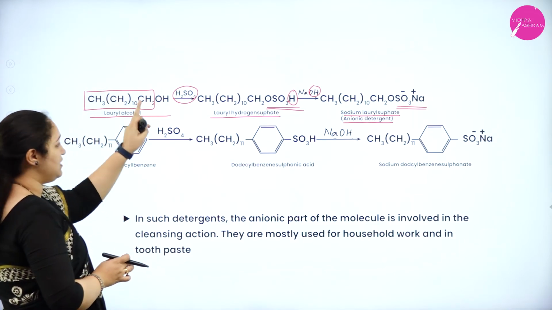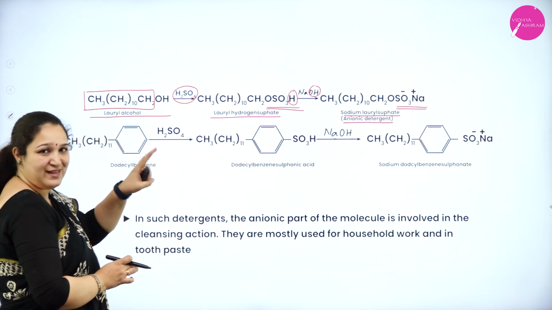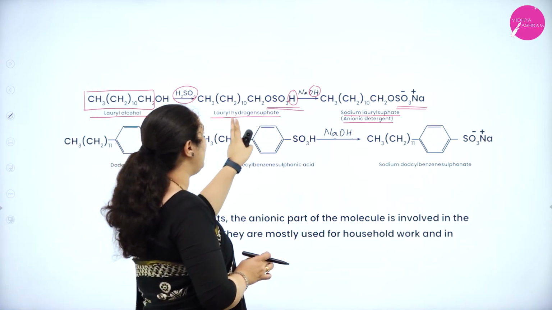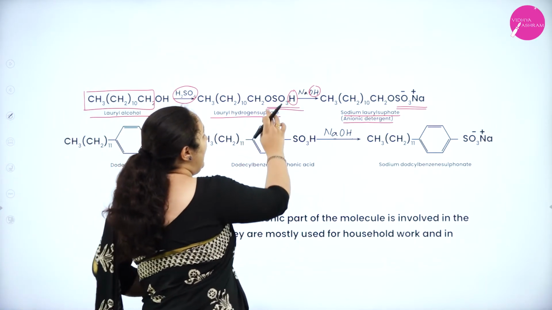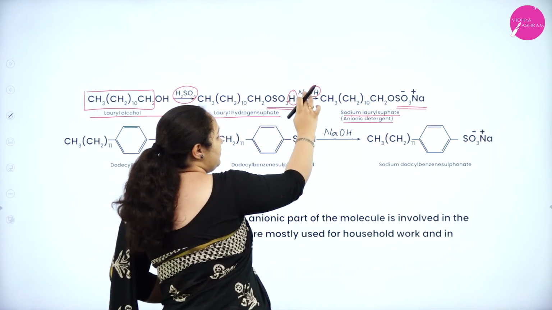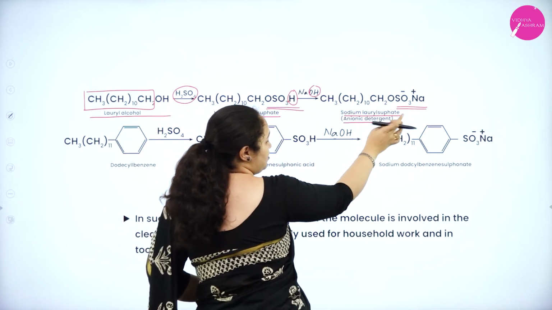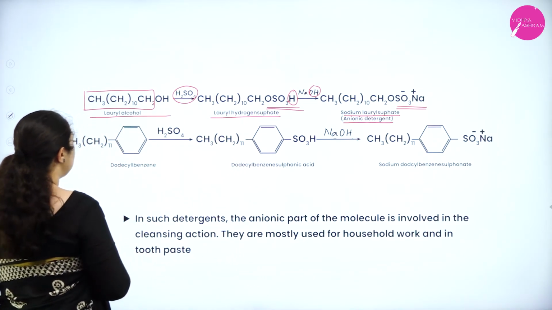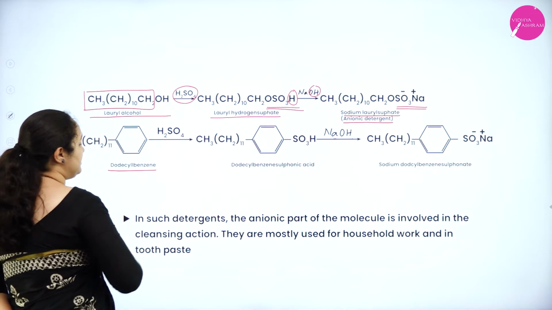That is CH3, CH2 10, CH2OH, which is lauryl alcohol. You remove OH, put OSO3H, and we call it lauryl hydrogen sulfate. Again, when it is treated with NaOH, H will be removed and Na will be added, so sodium lauryl sulfate will be formed.